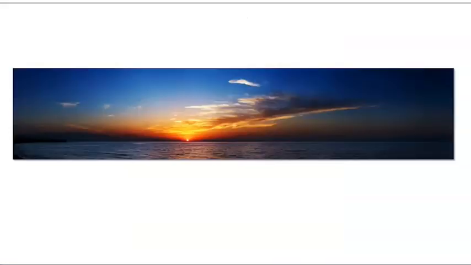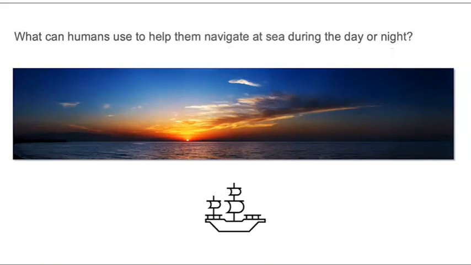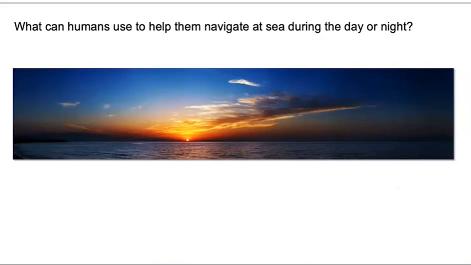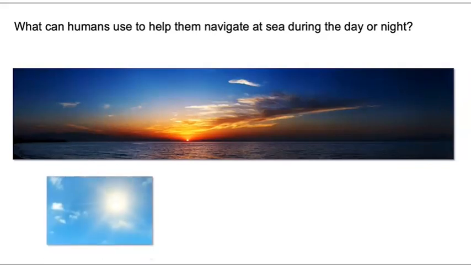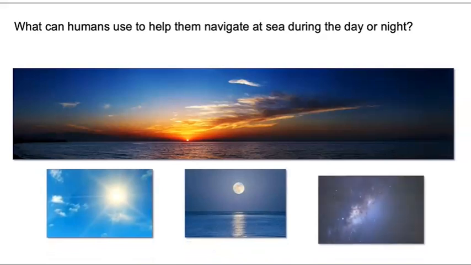But how would we navigate if we couldn't see any landmarks? Imagine you are out at sea with no land in sight and without tools such as a map, GPS, or a compass to help you find your way. How would you know which way to go? What can humans use to help them navigate at sea during day or night? Do you think we could look for landmarks in the sky? That's a great idea. Maybe we could use the sun, the moon, and the stars to navigate.